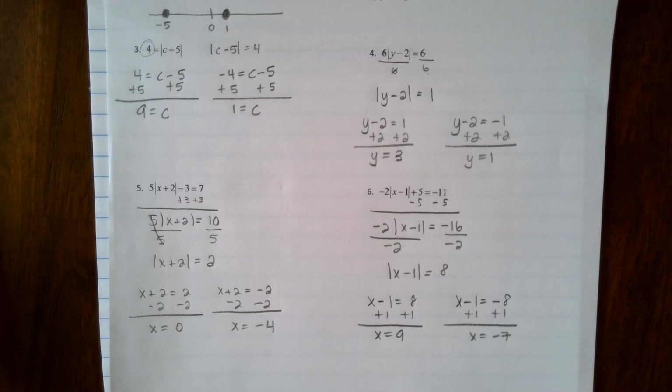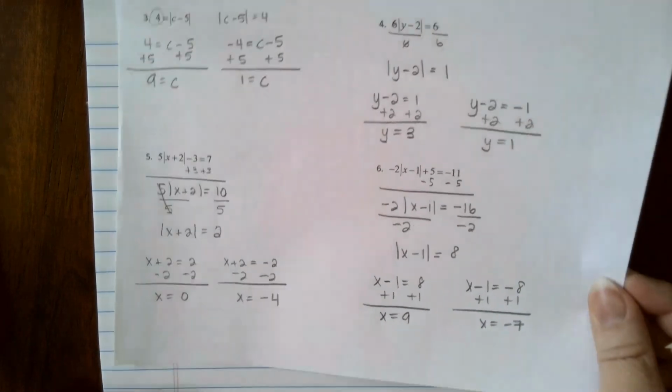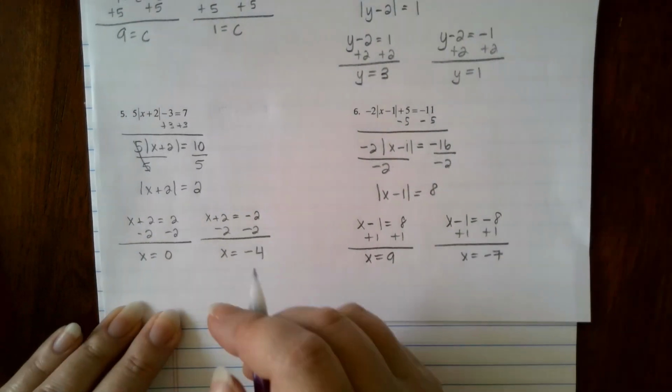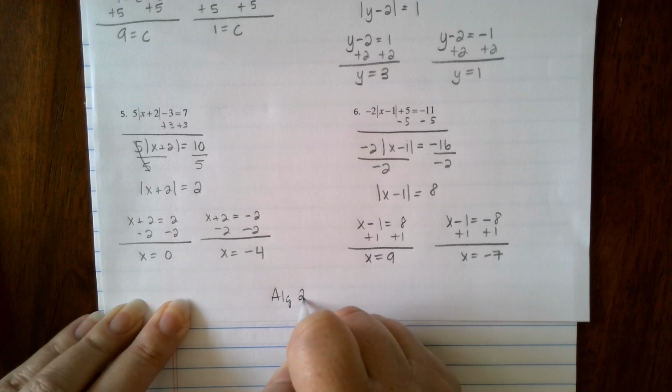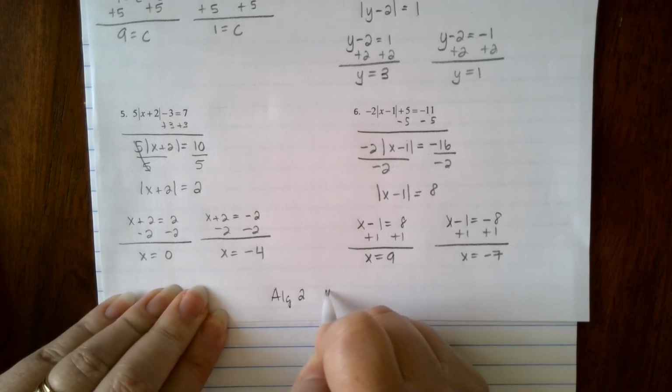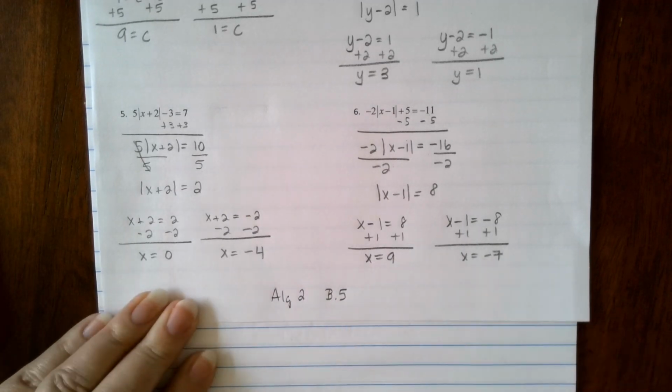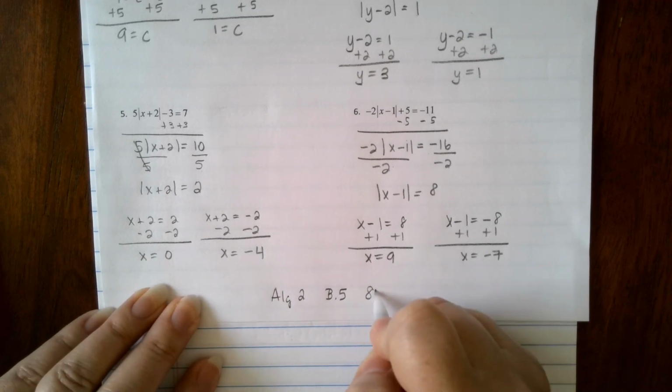All right, so you are now ready to go ahead and start your IXL. Your IXL is going to be in Algebra 2, and it's going to be B.5. So Algebra 2, B.5. Go ahead and get that up to 80%.